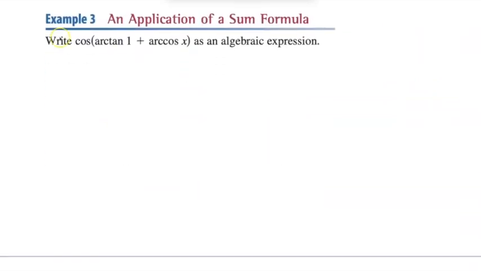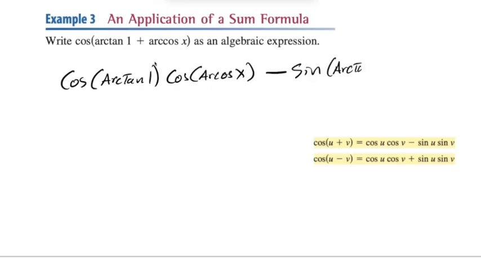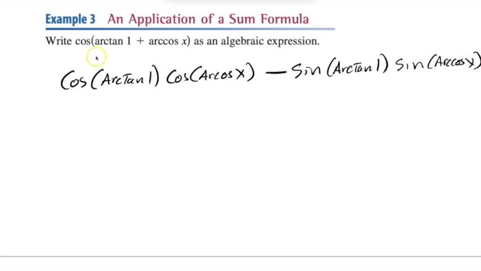Next one, write cosine of arctan 1 plus arc cosine x as an algebraic expression. It's still a sum or difference formula. We're just going to use the cosine one. It's going to be cosine of the first one, arctan 1, cosine of the second one, arc cosine x, minus, because remember it switches, sine of the first one, sine of arctan 1, and sine of the second, sine of arc cosine x. That's just using the formula.